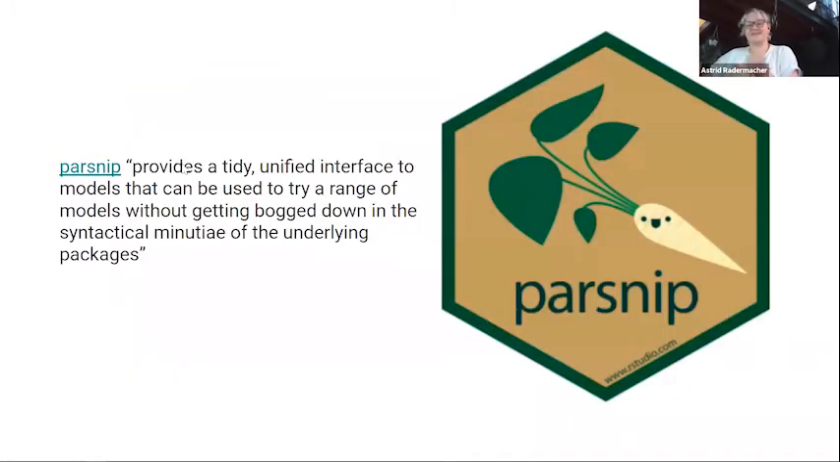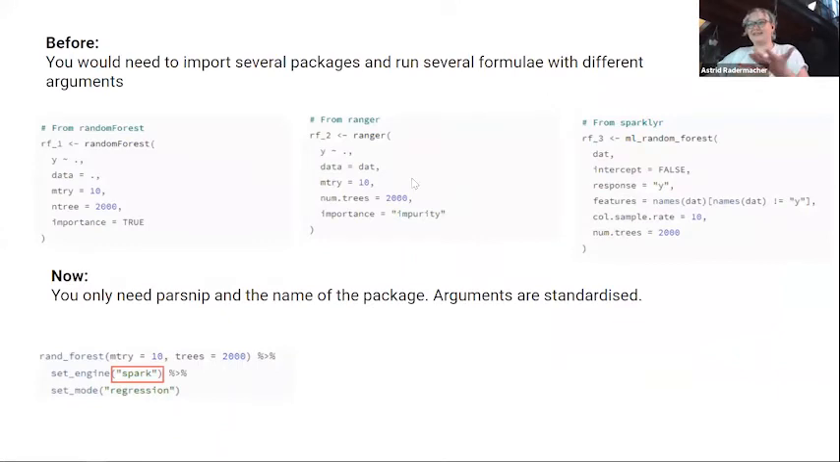Parsnip, I'm going to read this, provides a tidy unified interface to models that can be used to try a range of models without getting bogged down in the syntactical minutiae of the underlying packages. So what this means is that in the past, in the dark days of before, you would need to import several packages and run several formulae with different arguments. So for example, if you wanted to do a random forest in R, you had several packages to choose from. Here's 3: randomForest, ranger, and sparklyr.